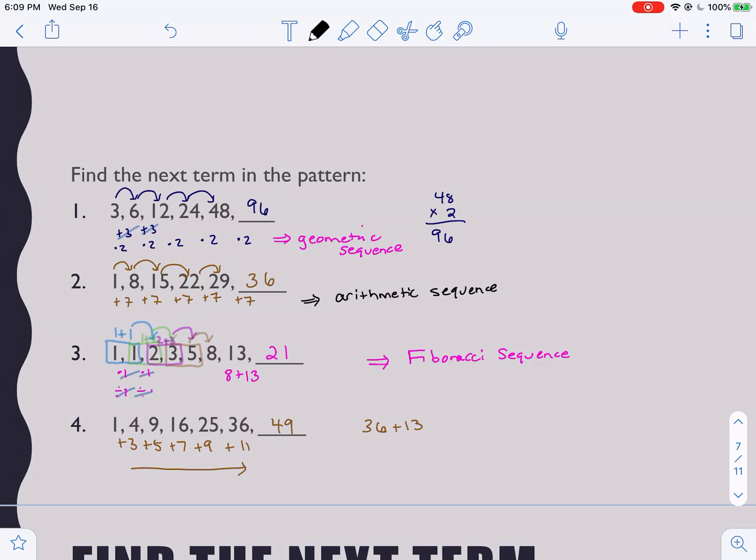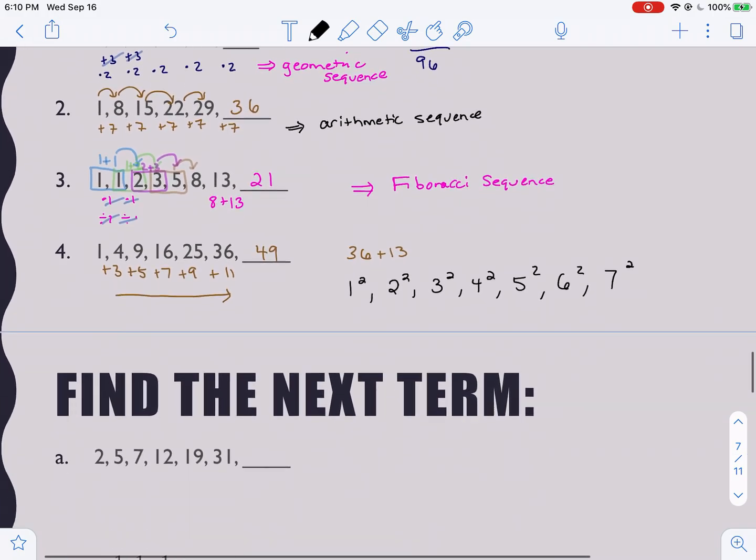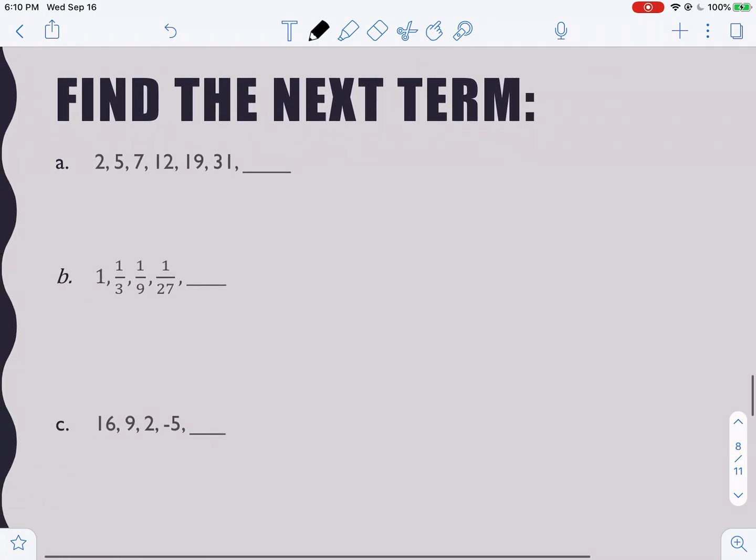1, 4, 9, 16, 25, and 36. What are all of those numbers? They're all perfect squares. They're 1 squared, 2 squared, 3 squared, 4 squared, 5 squared, 6 squared, and then that last term was 7 squared. So they're also perfect squares.